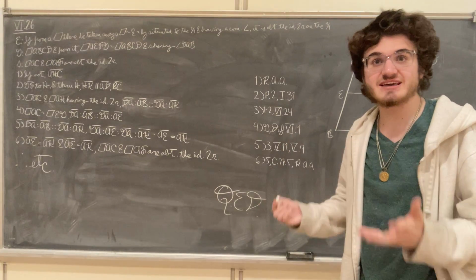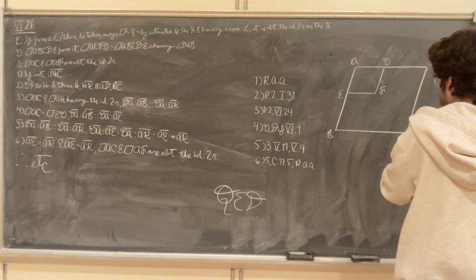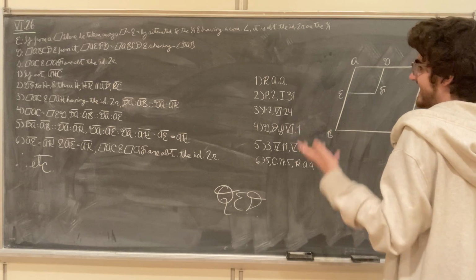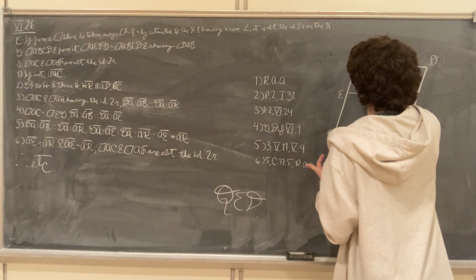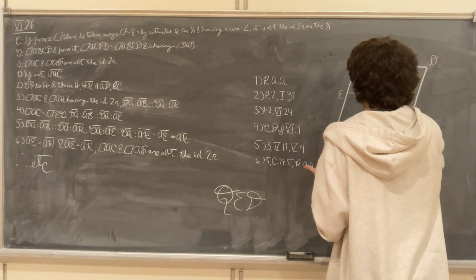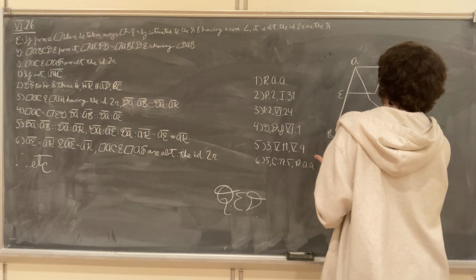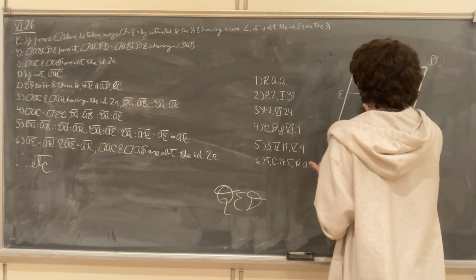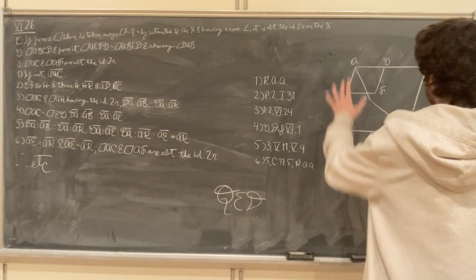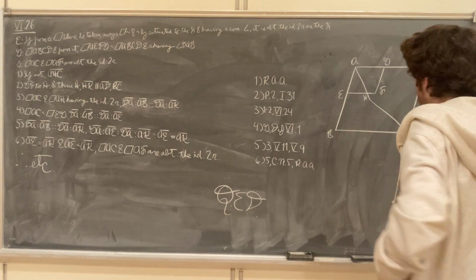For if this is not the case, then the straight line AC is going to pass through some point which is not F, so it's going to pass through some point, let's call it H, like that. And this is going to be the diameter of the parallelogram ABCD.